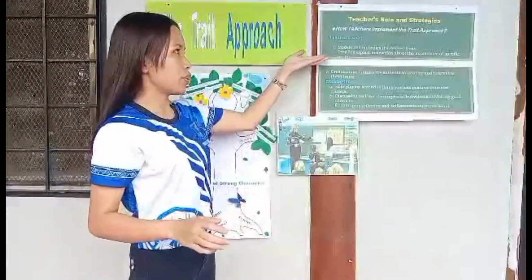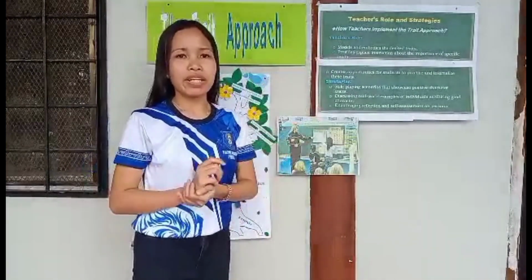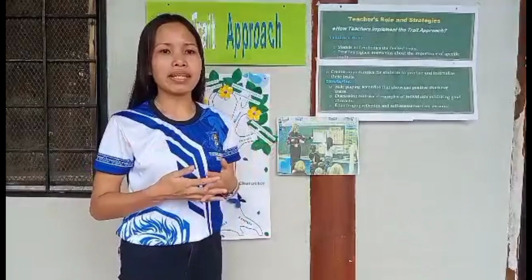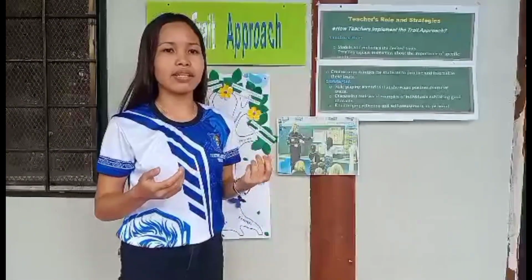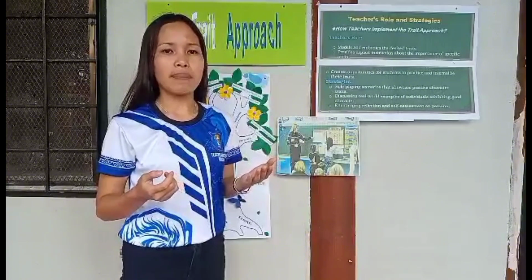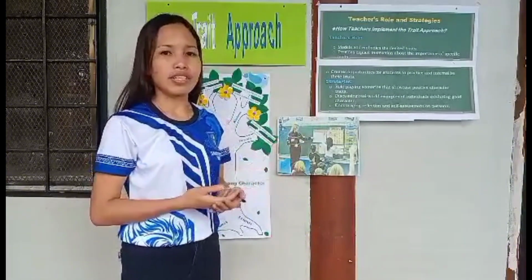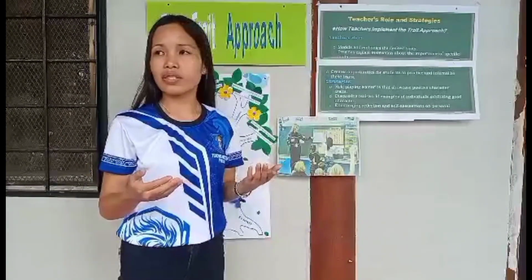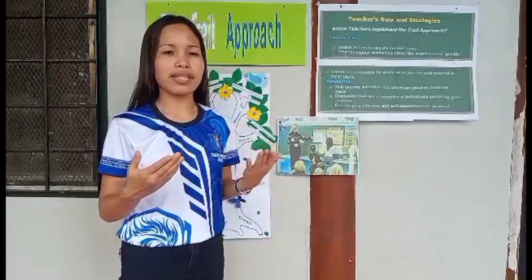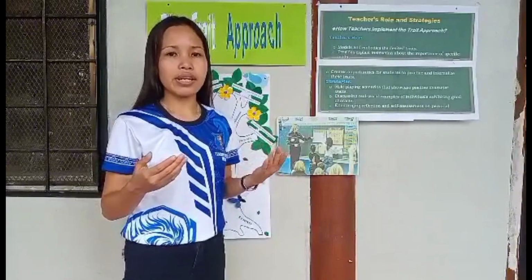So, teachers' role and strategies. How do teachers implement the trait approach? Teachers play a crucial role in implementing the trait approach. By embodying and modeling the desired traits in their own actions, they set positive examples. Additionally, through explicit instruction, discussions, and reflection activities, teachers provide students with opportunities to understand, internalize, and ultimately apply these values in their lives.